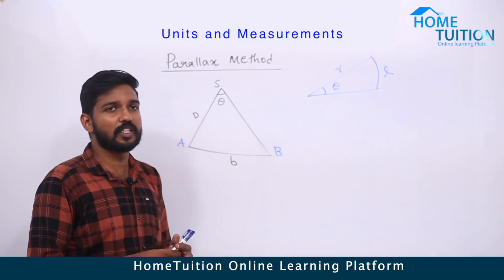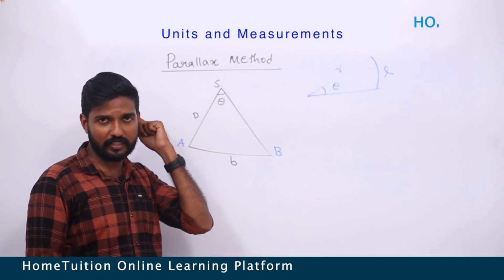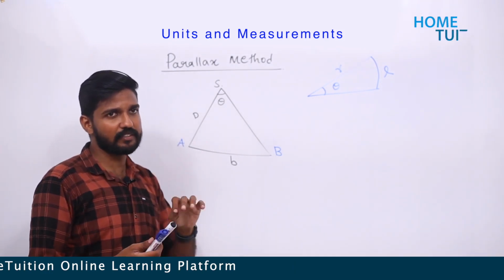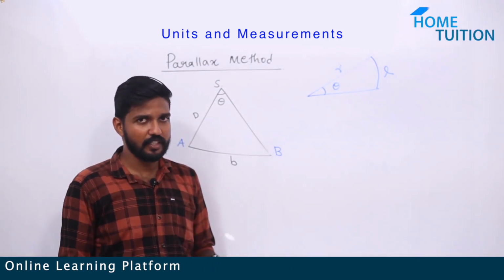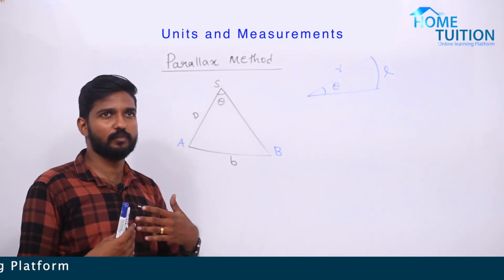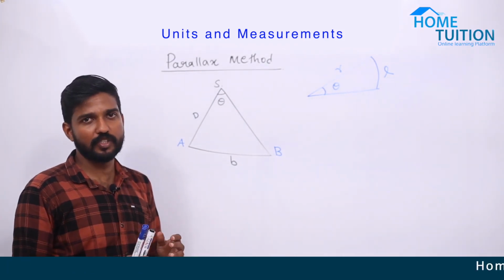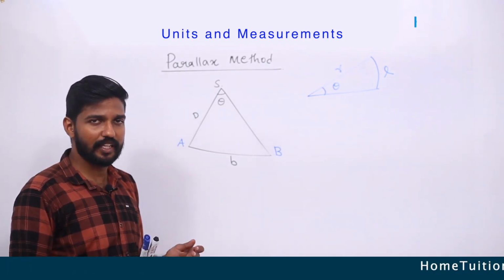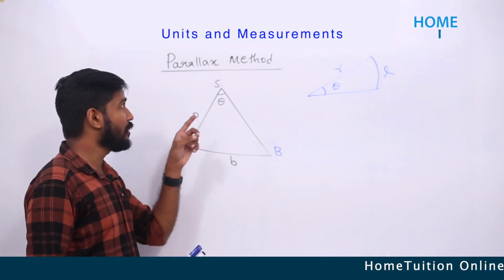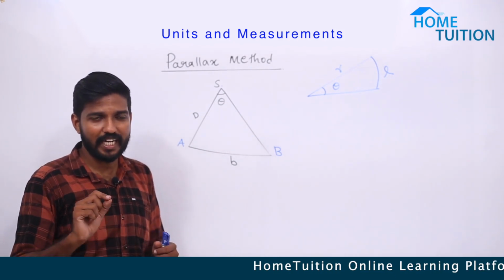That method is called the parallax method. It's very simple and important. In the previous exam, they asked like this: name a method used to measure the distance to the moon, or the diameter of the moon. Which method is used to measure the distance or the diameter? The method is called the parallax method.